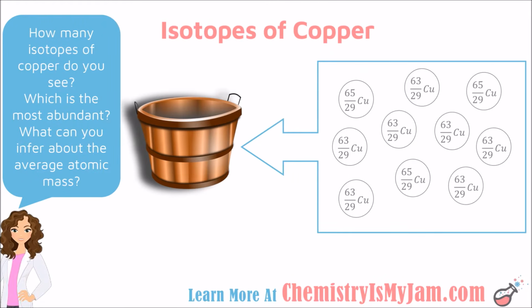For example, copper has two very common isotopes. There's copper with a mass number of 65 and copper with a mass number of 63. Those are represented over here. And if you were to count, you're going to find 7 copper 63s and only 3 copper 65s. So the copper 63 is more common. That indicates to me that the average atomic mass for copper is going to be closer to 63 than it is to 65, because copper 63 is more abundant.